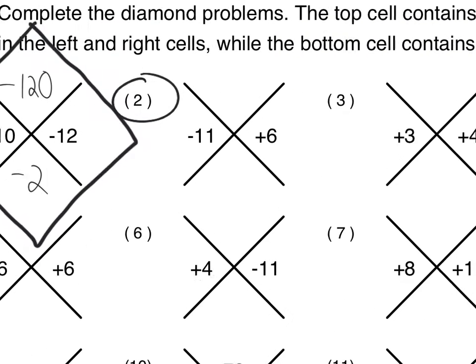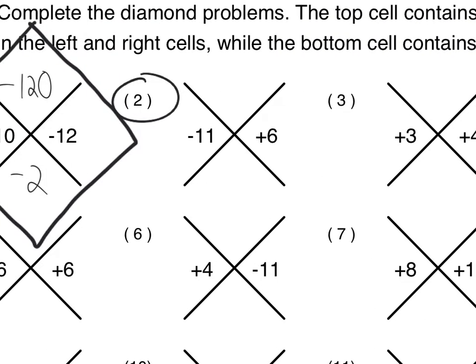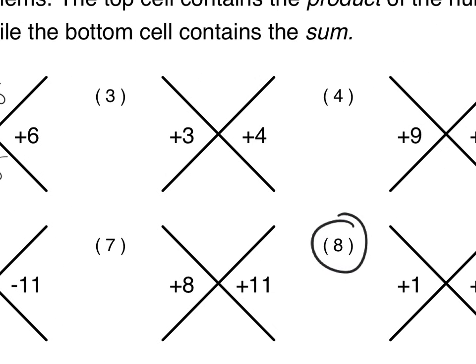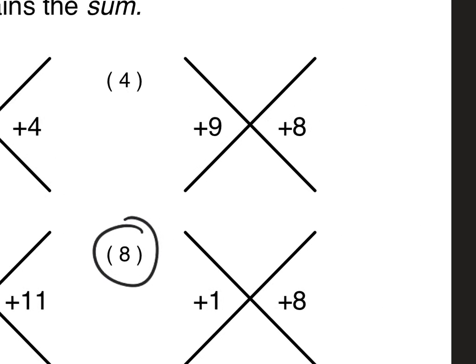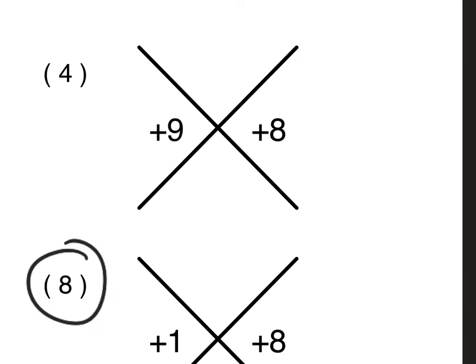All right, welcome back. So number 2, negative 11 times 6 is negative 66, and then negative 11 plus 6 is negative 5. All right, 3 times 4 is 12 for number 3, and then 3 plus 4 is 7. It gets pretty easy to start with. It's going to get more challenging in a little bit here, but if you're doing well so far, excellent job.